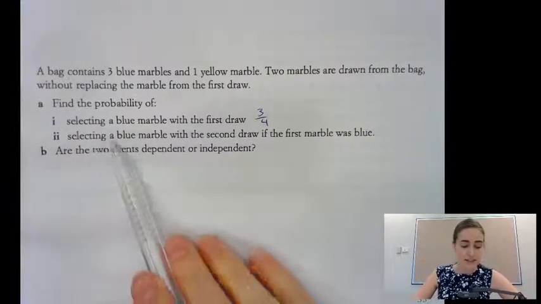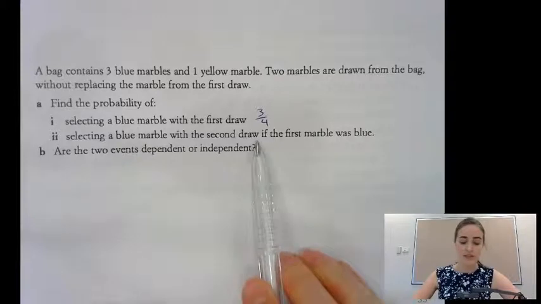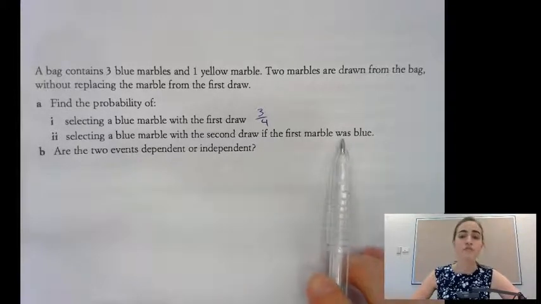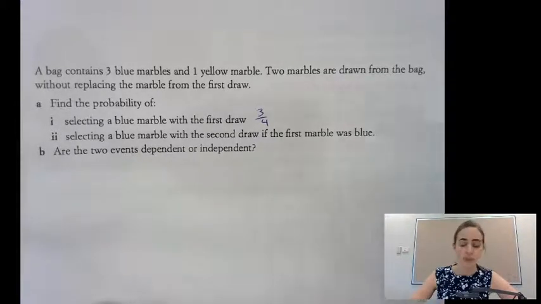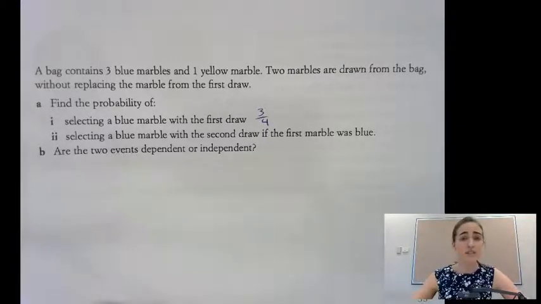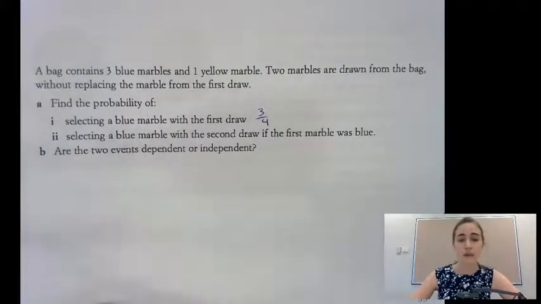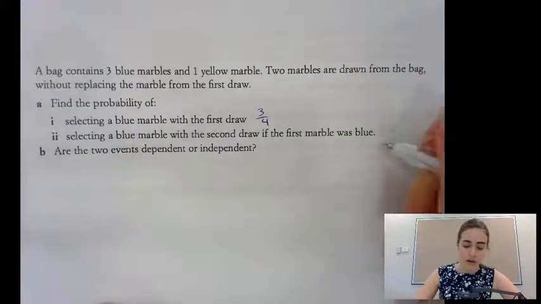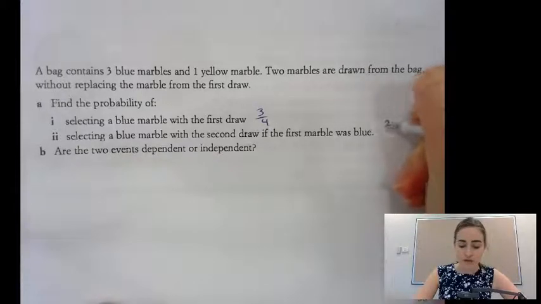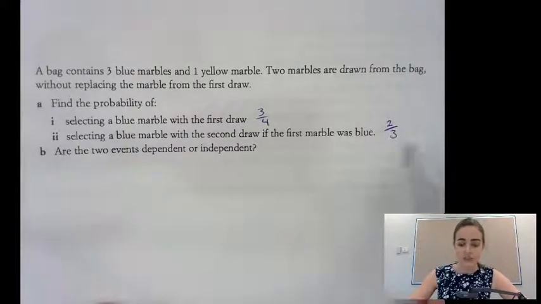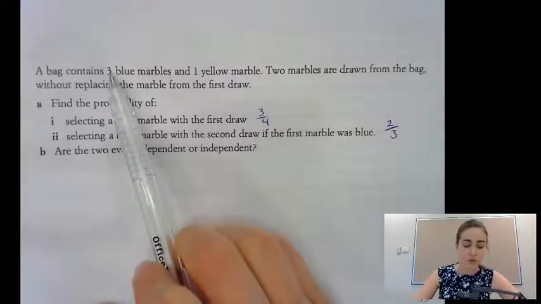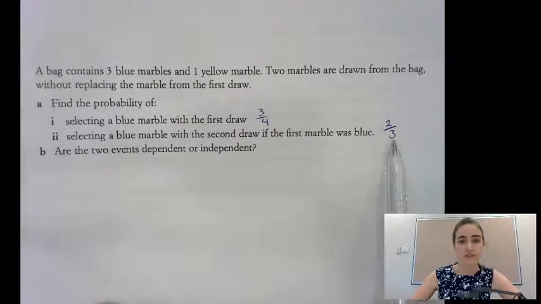Part 2 says selecting a blue marble with the second draw if the first marble was blue. So we pulled out the blue marble from the bag and we put it aside. That means that what's left in the bag is 2 blue marbles and 1 yellow marble this time. So we're going to have a probability of pulling out a blue one of 2 out of 3. Because there's only 3 marbles left, we took one out, and because the one we took out was blue, we only have 2 left instead of 3.